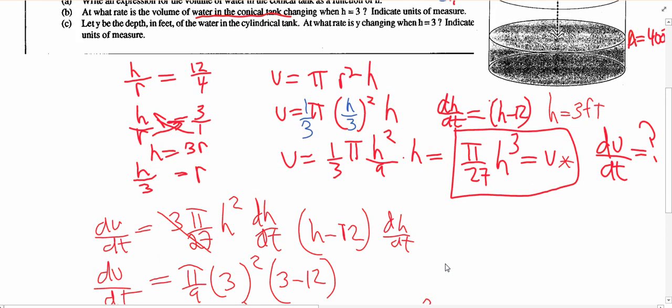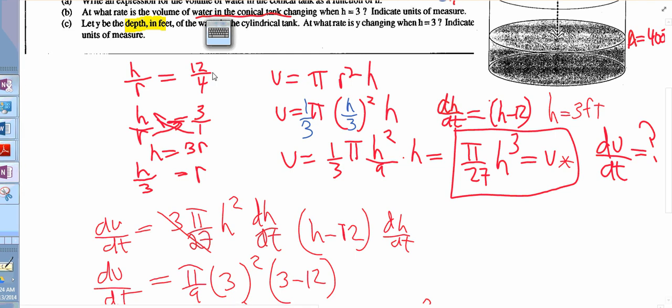Part C says, let y be the depth in feet of the water in the cylinder tank. At what rate is y changing when h equals 3? Indicate the units of measure. So, what do we know about the volume of a cylinder?